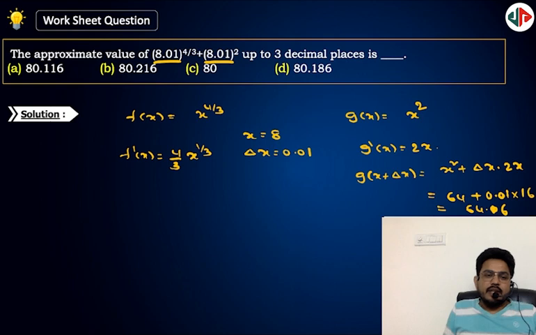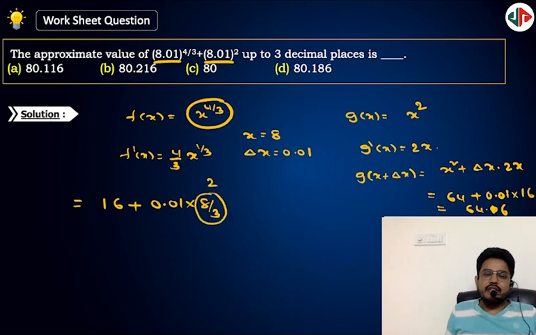Now what about this one? Here it is x to the power of 4 by 3. The cube root of 8 is 2. 2 to the power of 4 is 16, plus delta x 0.01 into, here substitute, this value will be 2 to the power of 1 by 3... 8 by 3. So what is the approximate value of 8 by 3? 2.66. It is equal to 16 plus 0.01 into 2.66.